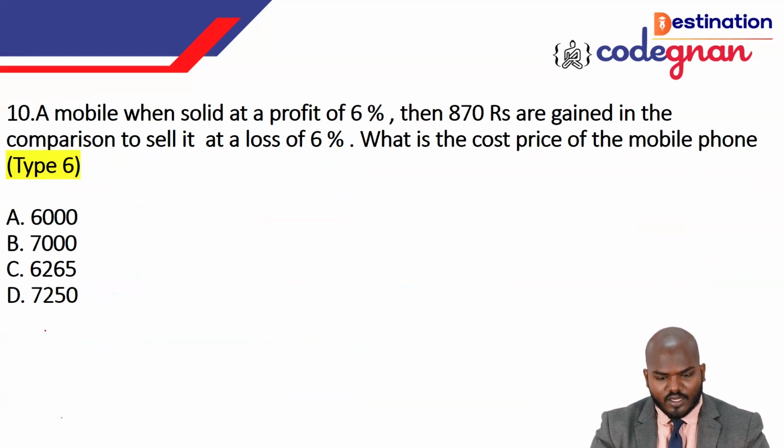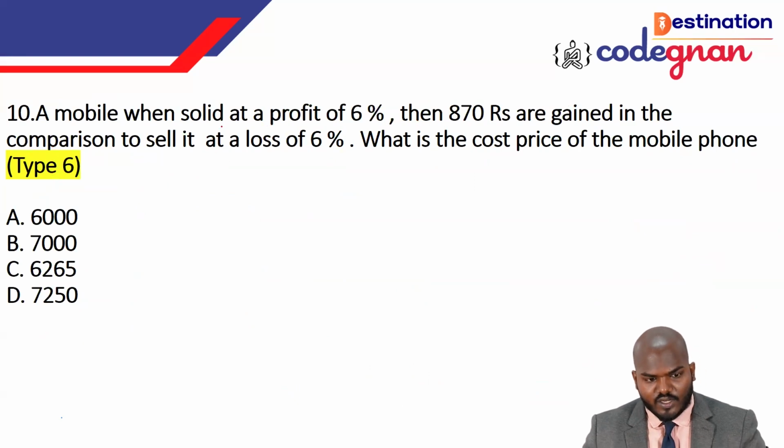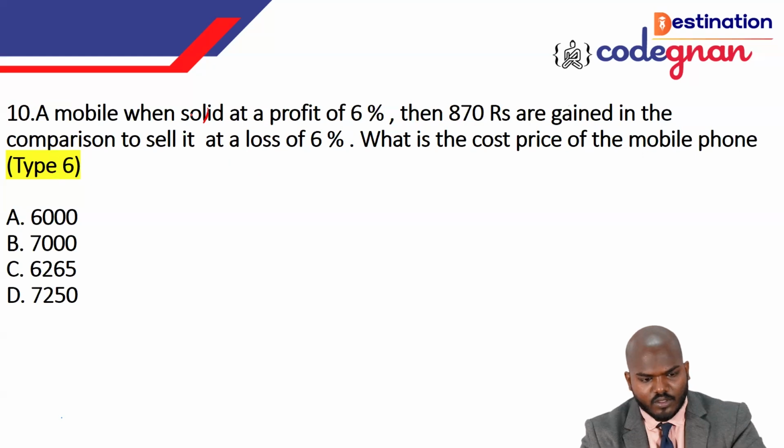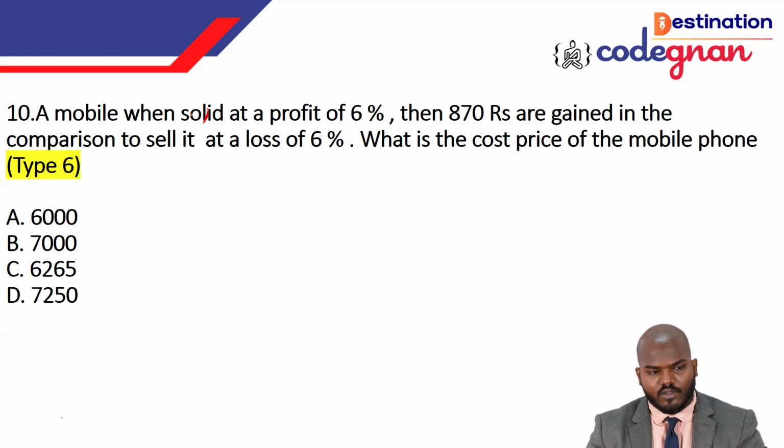So, moving to one more question, and then we will close. We are given that a mobile when sold at a profit of 6% gains 870 rupees in comparison to selling it at a loss of some percentage, as they have given. What is the cost price of the mobile phone?